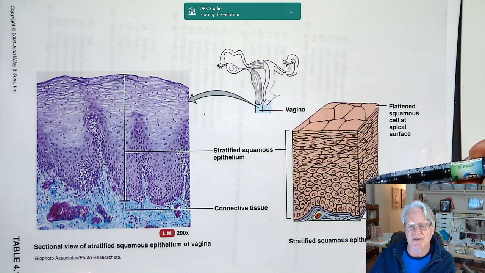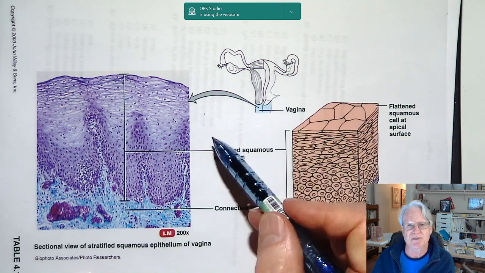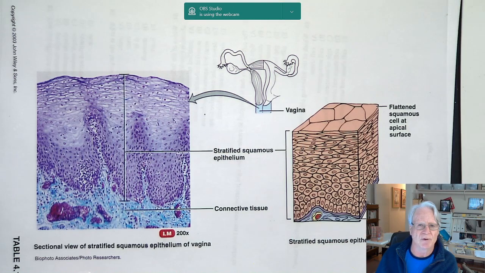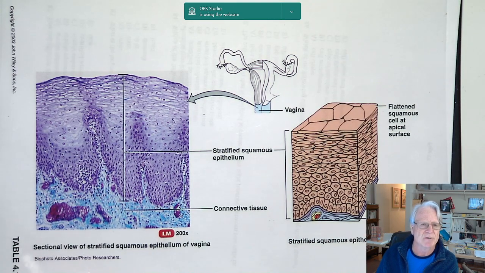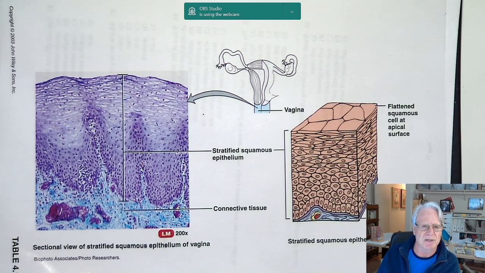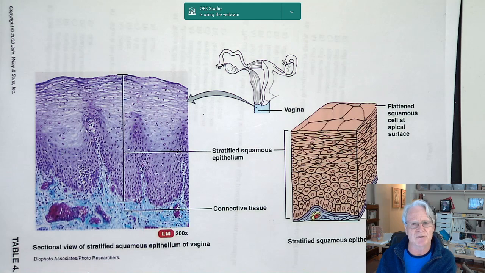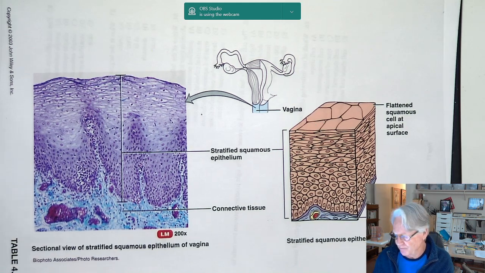So we see the stratification here. And, of course, this is protection. Nothing else is going on inside the vagina. We're not absorbing it. We're not secreting anything other than mucus. We can give the entire surface of this organ over to protection. Okay. So that's stratified squamous epithelium.